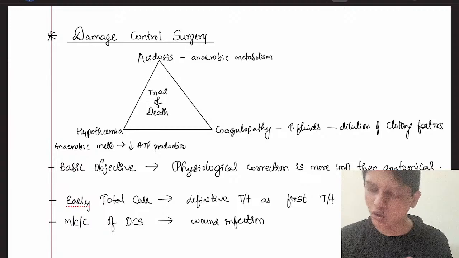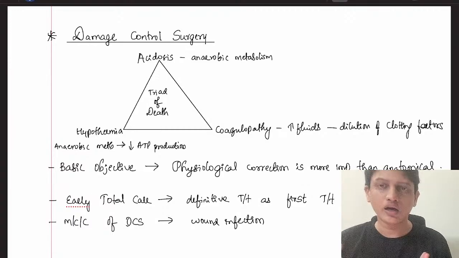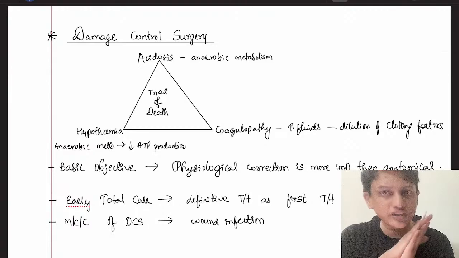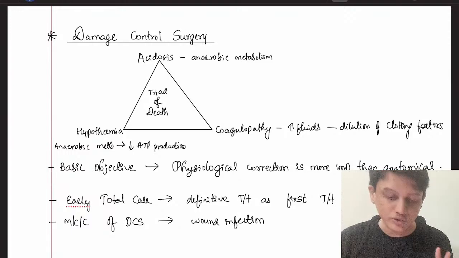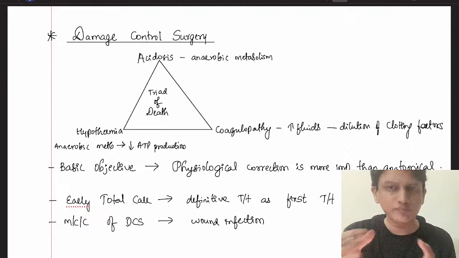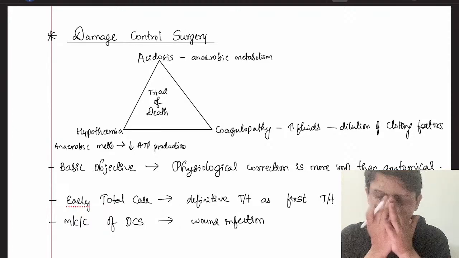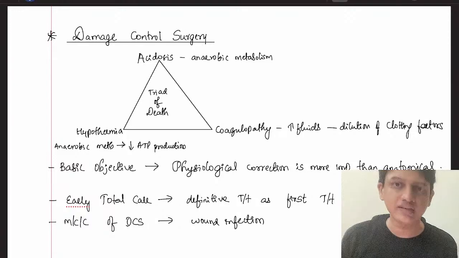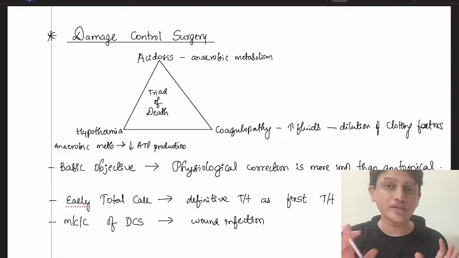Damage control surgery. I have already explained this in multiple ways. You are not going to do the definitive things here. You are going to do only the minimum things to save the life, just to control further damage. If bleeding is happening, just stop the bleeding. Don't do anything extra which is time consuming. If there is contamination, take away the source of contamination. You are not going to clean it completely then and there itself. This is called damage control surgery.